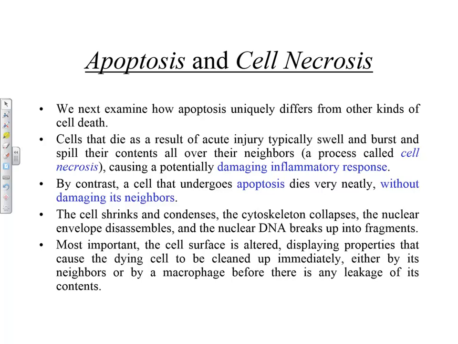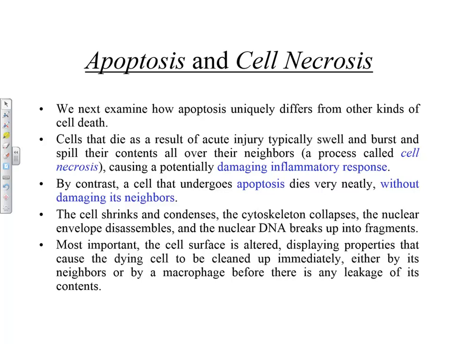Now we next examine how apoptosis uniquely differs from other kinds of cell death. The cells that die as a result of acute injury typically swell and burst and spill their contents all over their neighbors, a process called necrosis. That's when you get an infection or something. If you have an infection and cells are dying at that site, that is necrosis. You don't want to even look at it. But on your skin, cells are dying all the time, and nobody cares.